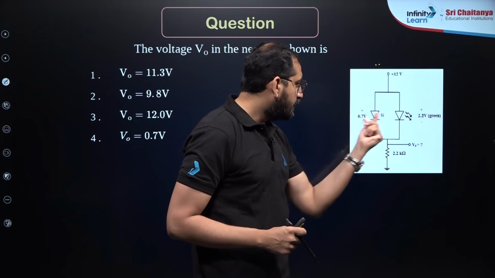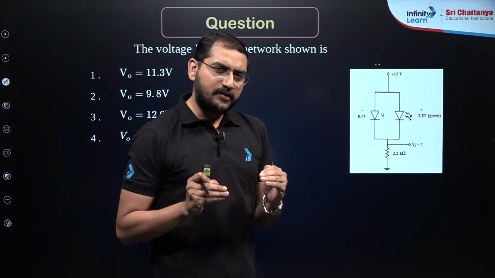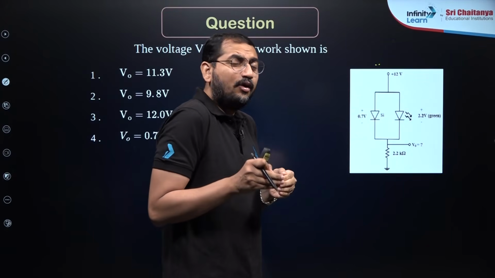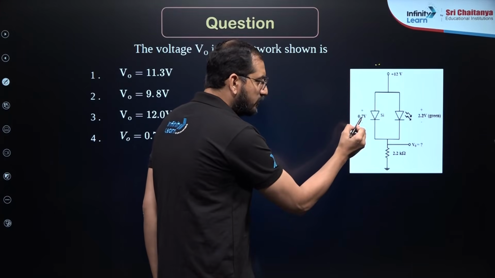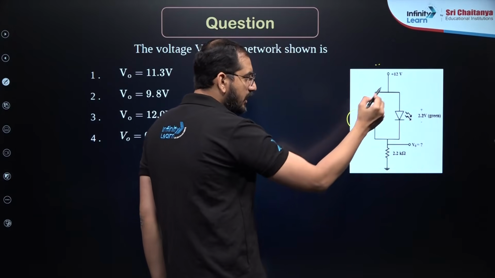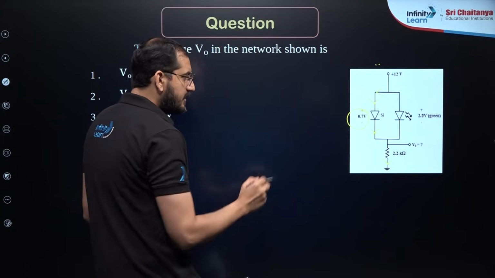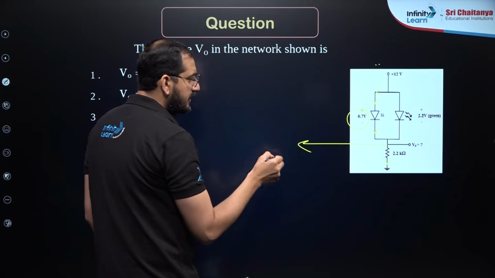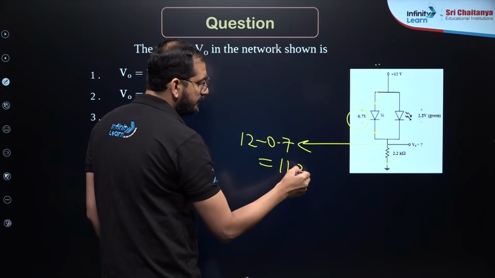First, let us see these two particular values, 0.7 and 2.2 volt. Now understand this concept. Current wants to take the path of least resistance, or the path on which the voltage drop is least. Over here, the voltage drop is 0.7, which is less compared to the other one. So current will try to take this path over here like this. If there is a drop of 0.7, then from 12, how much will this value be? 12 minus 0.7 will be 11.3 volt.